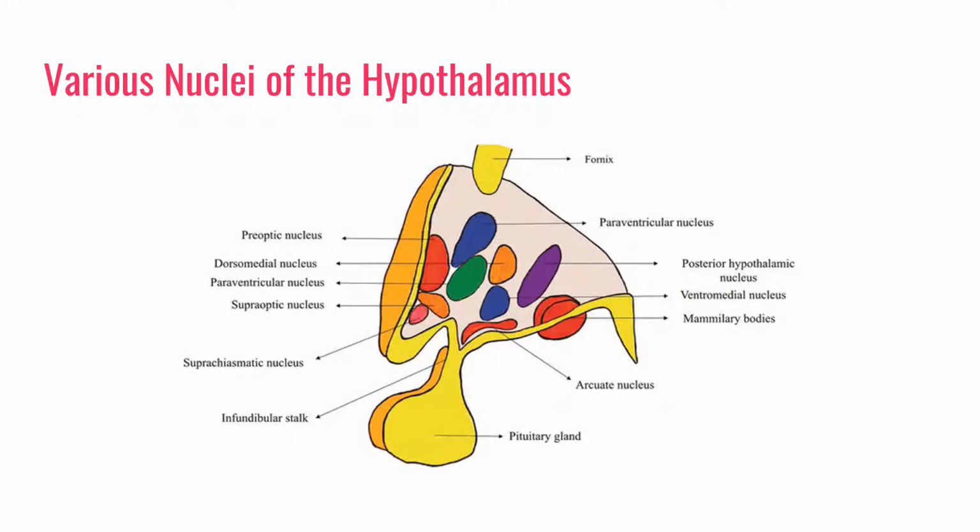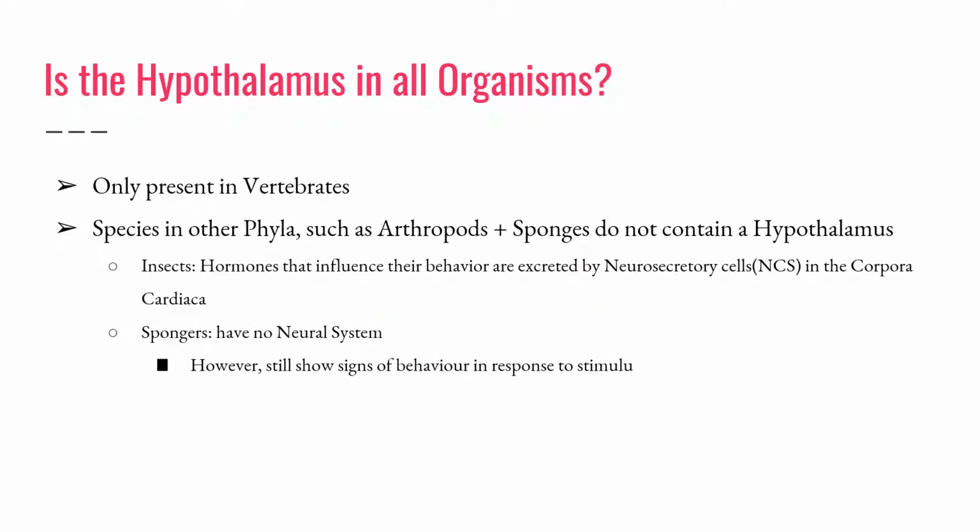This diagram here shows the multiple nuclei that make up the hypothalamus, and each one of these do different jobs and interact with different parts of the body to produce different functions. Is the hypothalamus in all organisms? No, it is not. It is only present in vertebrates. In other species, such as arthropods and sponges, they do not contain the hypothalamus. However, they do still show signs of behavior in response to stimuli.